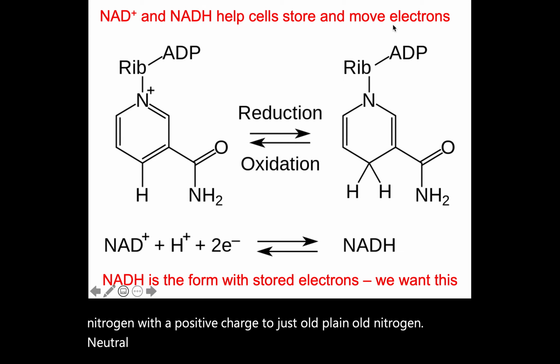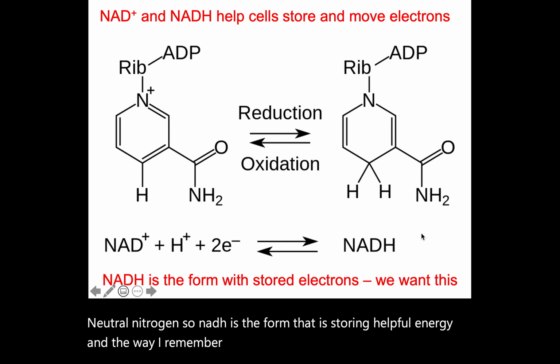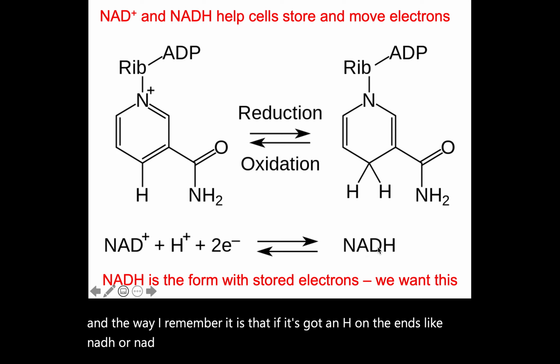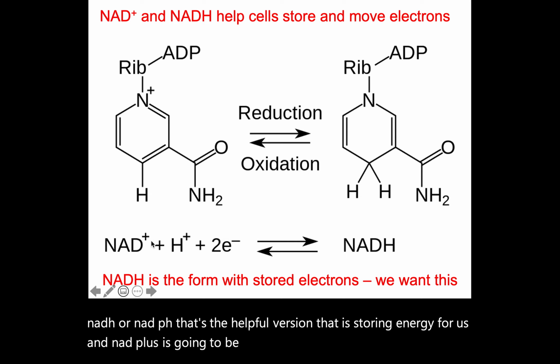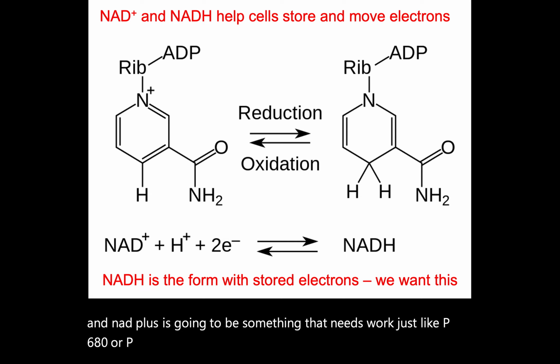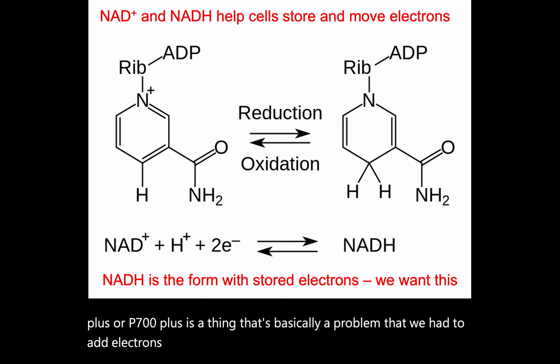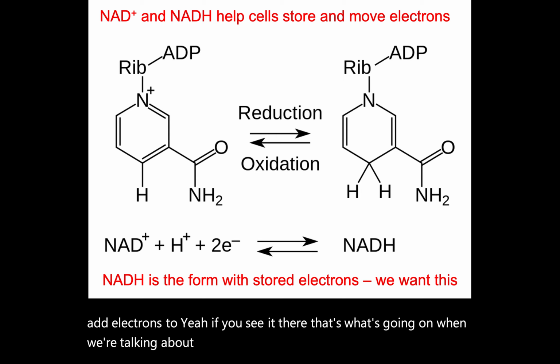So NADH is the form that is storing helpful energy, and the way I remember it is that if it's got an H on the ends, like NADH or NADPH, that's the helpful version. That is storing energy for us. And NAD plus is going to be something that needs work. Just like P680 plus or P700 plus is a thing that's basically a problem that we had to add electrons to. Yeah, if you see it there, that's what's going on when we're talking about electron carriers like this.